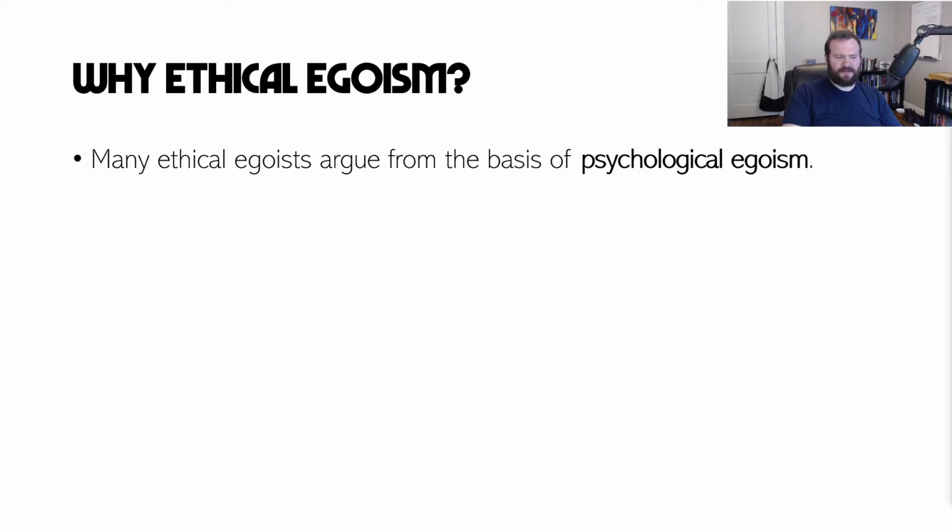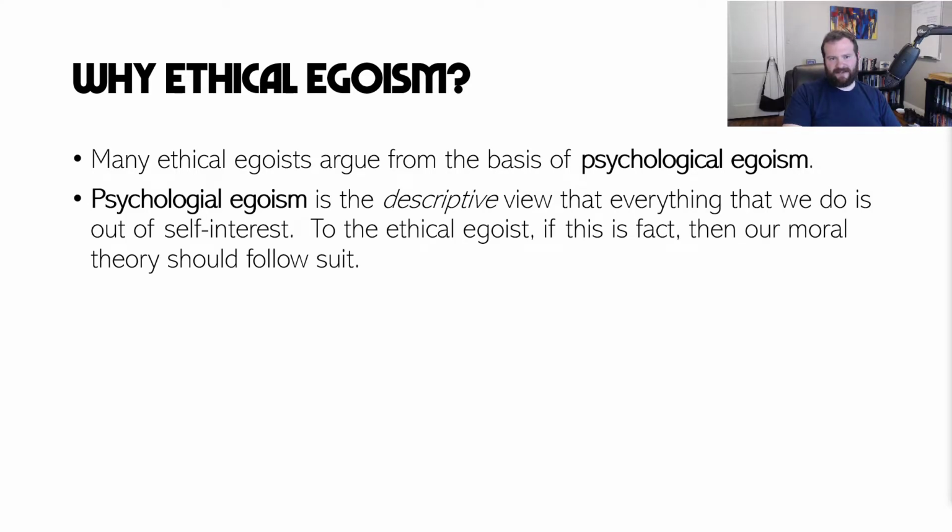Okay, so why ethical egoism then? Why might we want to be ethical egoists? Well, most ethical egoists argue from the basis of psychological egoism. Psychological egoism is the descriptive view. Remember, a descriptive view is one that just tells us how the world is, right? So psychological egoism is an attempt to describe how the world is in saying that everything we do already is out of self-interest. So for the ethical egoist, there is no such thing as genuine altruism. It's already the case that everything we do is out of self-interest. If that's true, the ethical egoist argues, our moral theory ought to reflect this fact, right?